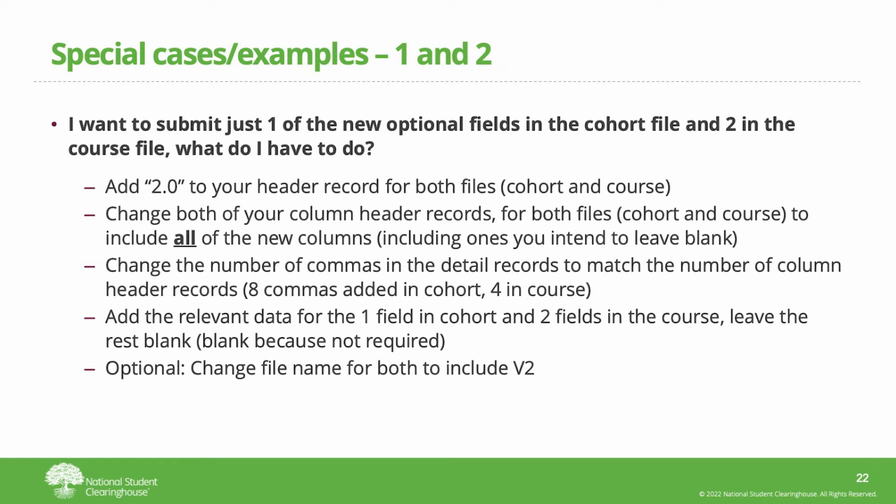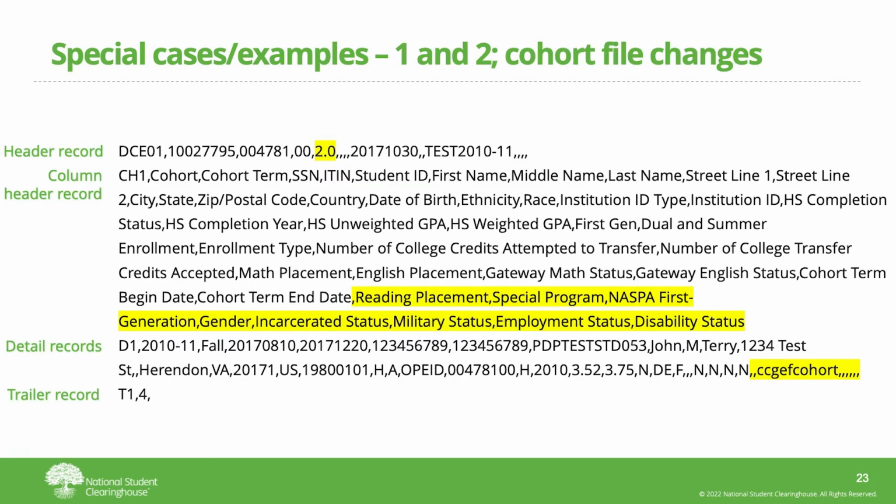Add the relevant data for the one field that you're saying you want to do for the cohort file and 2 fields in the course file and leave the rest blank. Again, blank because not required, so you can leave them actually blank. And again, optional but highly suggested is change the file name for both to include v2. So let me unpack each of those in turn and give you the specifics of that information just to make sure you understand.